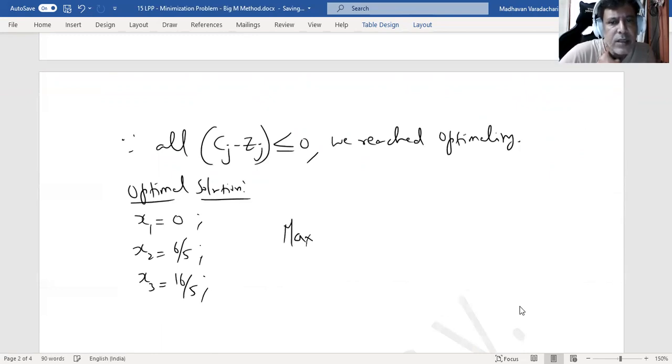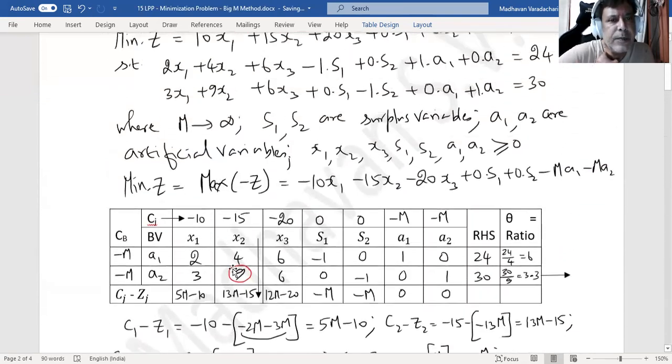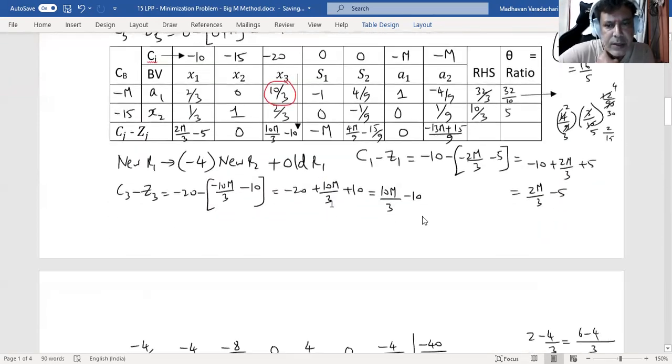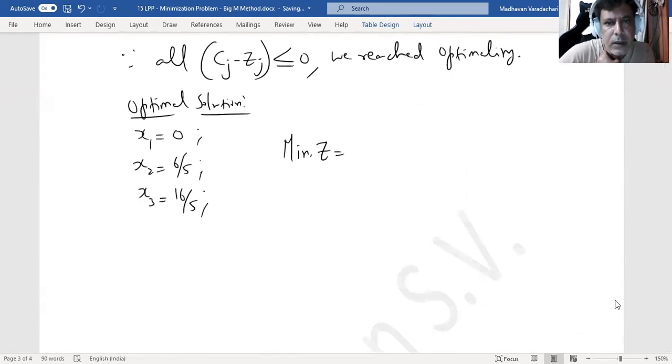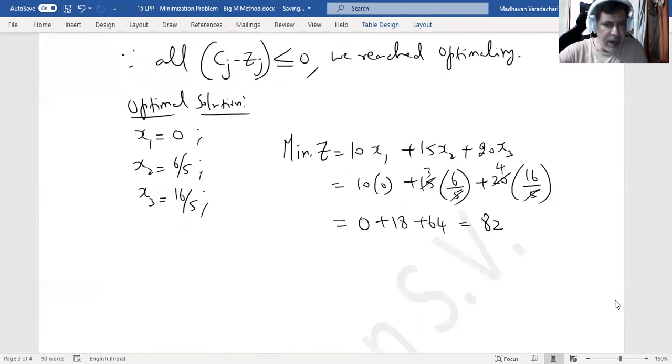So let us find out what is max. Sorry, I think the original problem is of minimization. Let me write minimum z equal to what? Let us go back to the original objective function in the given problem. 10x1 plus 15x2 plus 20x3, which is 10 times 0 plus 15 times 6 by 5 plus 20 times 16 by 5. This is 0 and this will be 3 times, so it is 18, and this will be 4 times 16, 16 fours are 64, so the result is 82. So the least value is, minimum z value is 82, and the solution is x1 0, x2 6 by 5, x3 16 by 5.